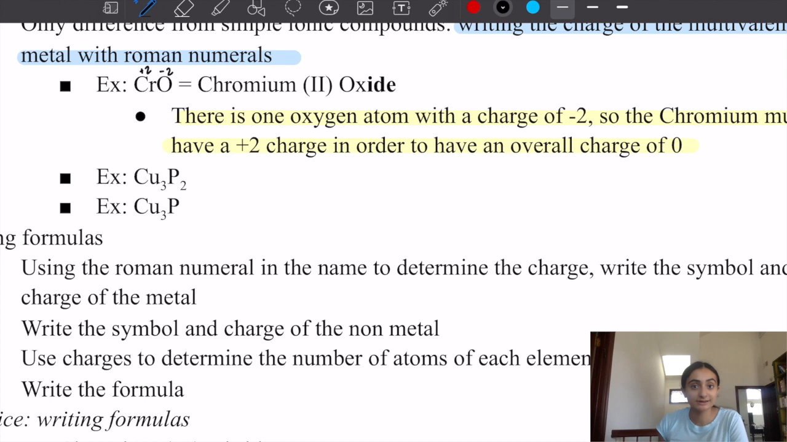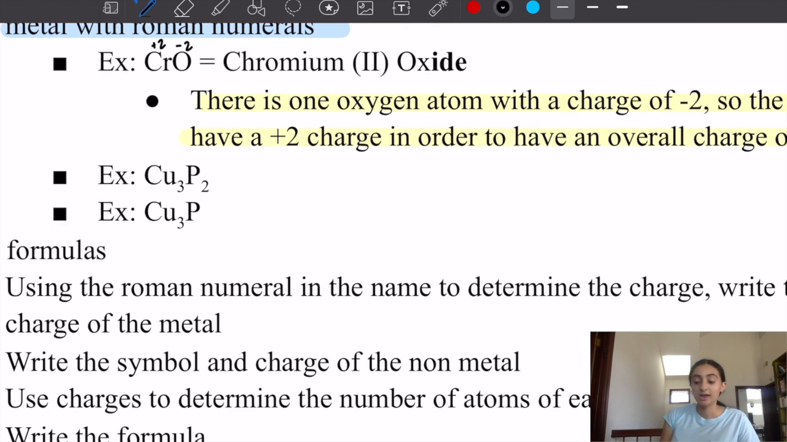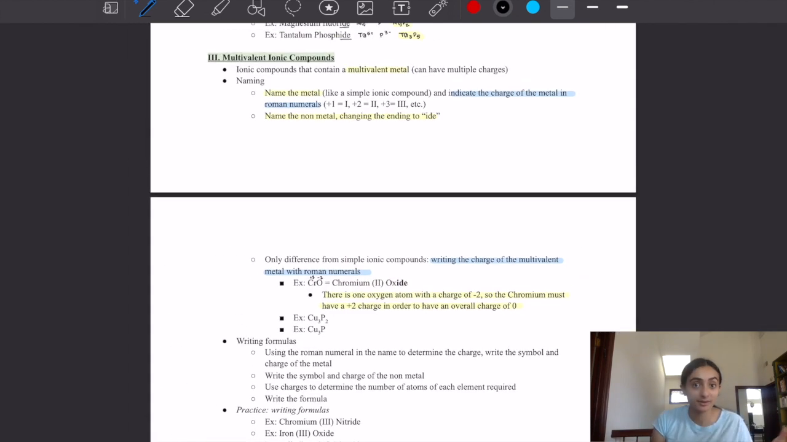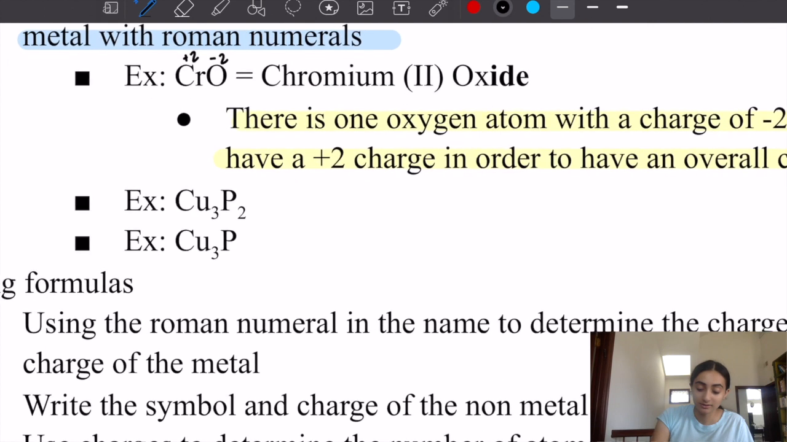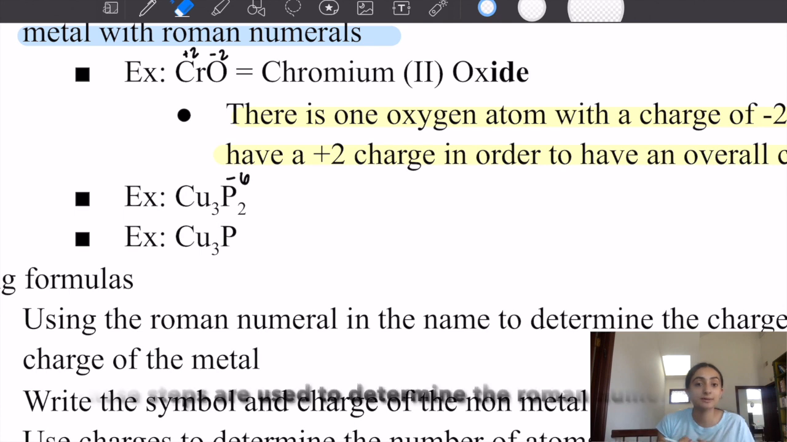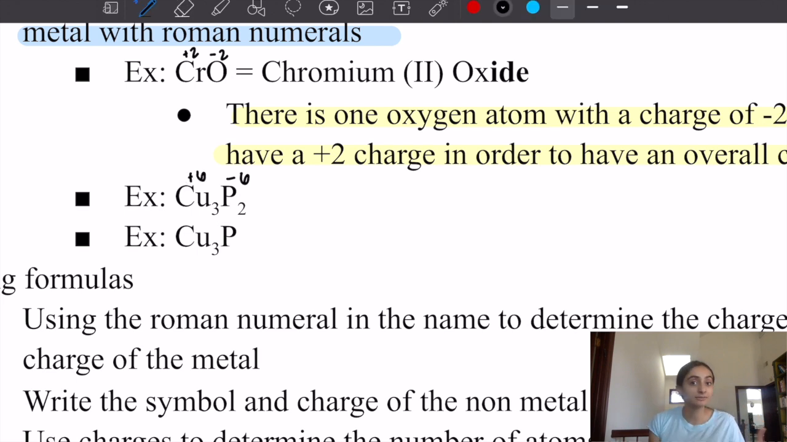So we're going to continue with examples of copper, and you will notice here how the Roman numeral is really important based on the number of atoms of the nonmetal. So we're going to start with the charge of the nonmetal. We have phosphorus, and we have 2 phosphoruses, and phosphorus has a -3 charge. So I'm going to write -6. So we know we need +6 to balance out that -6, and we know we have 3 coppers. So if we divide the +6 across 3 atoms, each atom of copper will have a +2 charge. And from there, we can determine that we are going to be using copper 2.